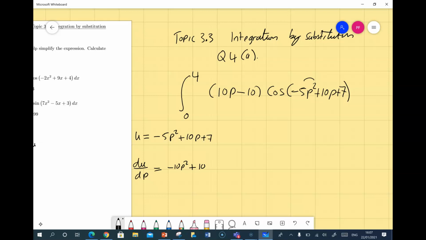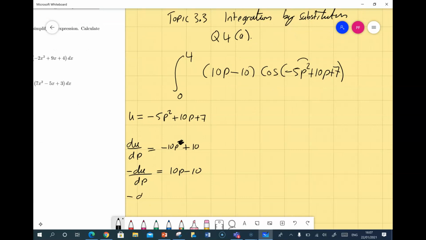Not quite what I want. I want minus 10p plus 10. I wanted my signs the other way around, so I'll multiply both sides by minus 1. So minus du over dp equals 10p minus 10. That's exactly what I want. And I'll bring my dp over: 10p minus 10 dp.